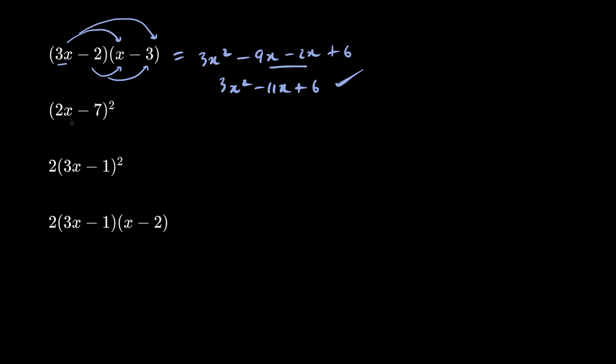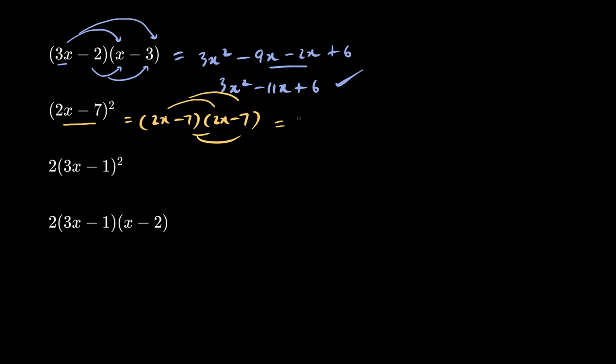So this binomial is squared. We can write it out twice if you want. And we apply the same kind of math. FOIL. First, outside, inside, last. Let's try to do this in our head.